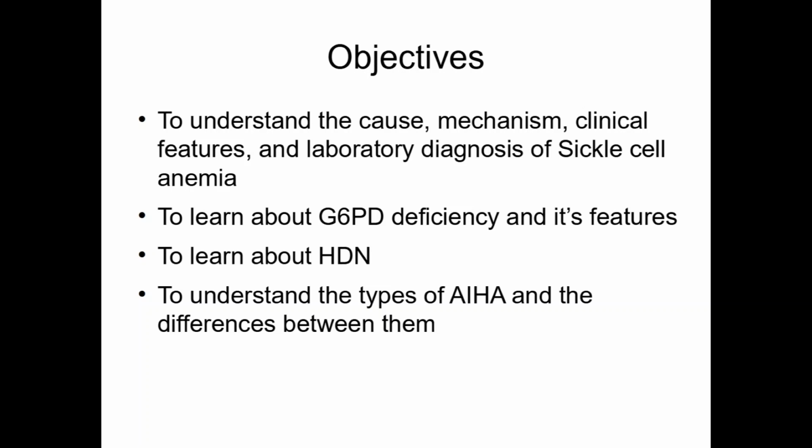The second objective is to learn about glucose 6-phosphate dehydrogenase deficiency and its features. The third is to learn about hemolytic disease of newborn. And the last objective is to understand the types of autoimmune hemolytic anemia and the differences between those two types.